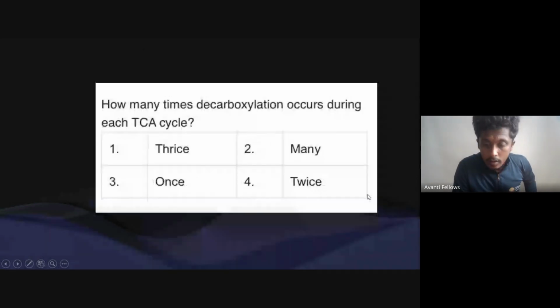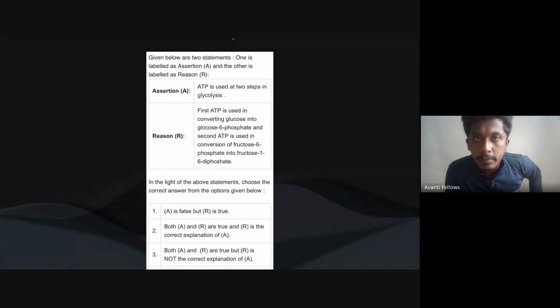Okay. So given below are statement 1 and statement 2, and we have to see which is assertion and which is reason, and we have the following options. So the assertion says ATP is used in two steps in glycolysis, and the reason, the first ATP is used for converting glucose into glucose 6 phosphate, and the second ATP is used for the conversion of fructose 6 phosphate into fructose 1,6 bisphosphate. And in the light of the above statements, you have to choose the right option.